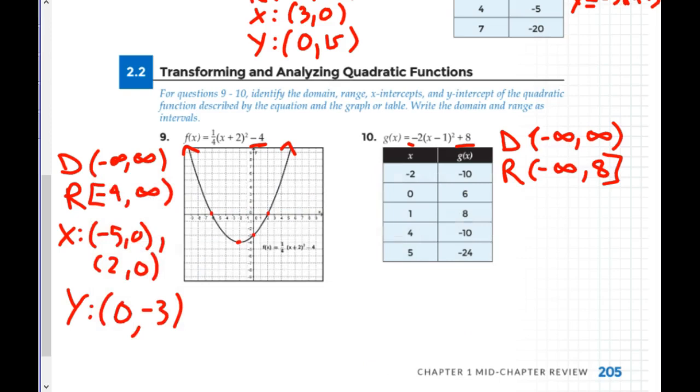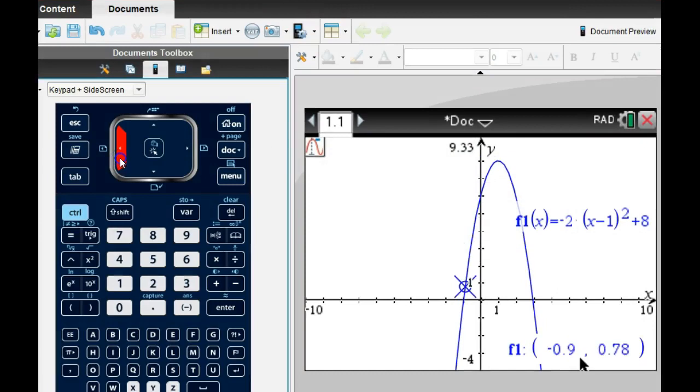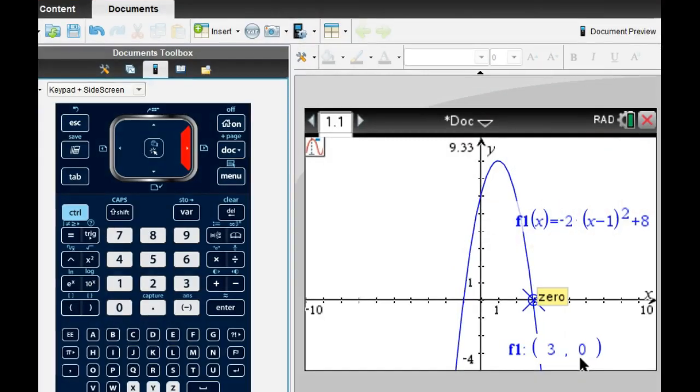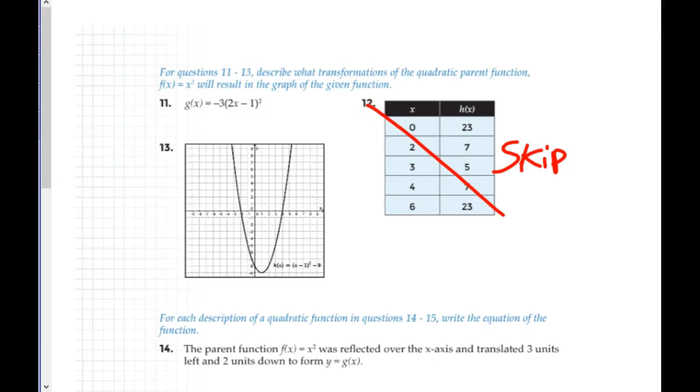Alright, so let's figure out these x-intercepts. -1, 0, 3, 0. And then the y-intercept, you can see it right here. When x is 0, that's the y-intercept. But from the calculator, you can also see it's at 0, 6. And if you didn't know, you could just go over to it on your menu 5.1, 0, 6. Alright. Next.